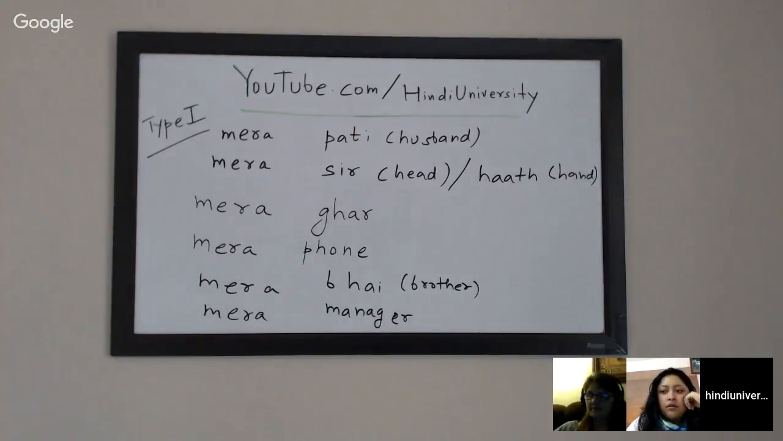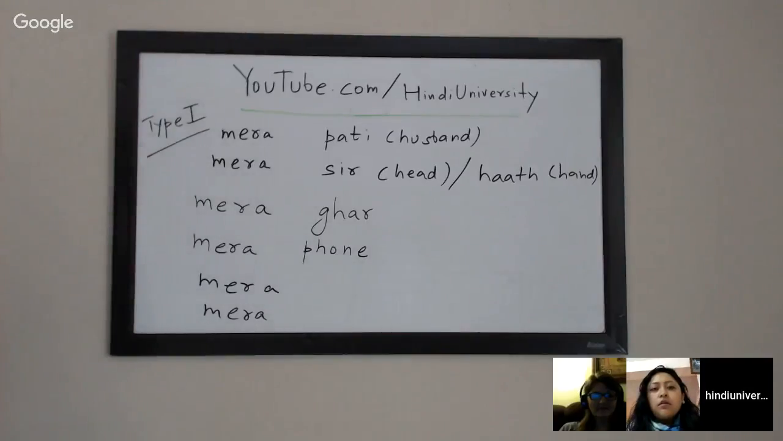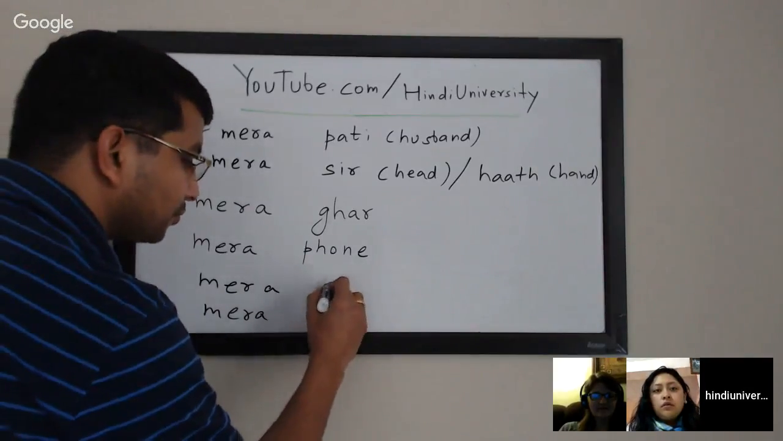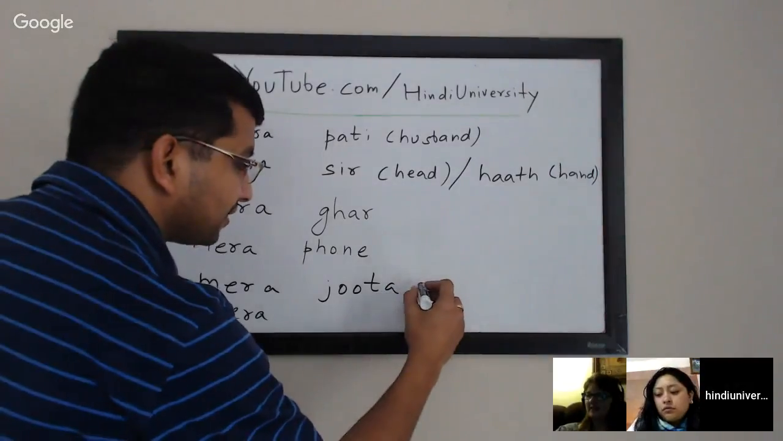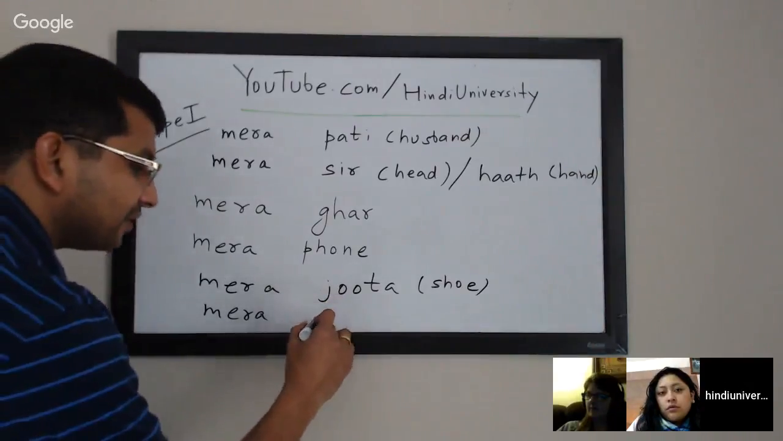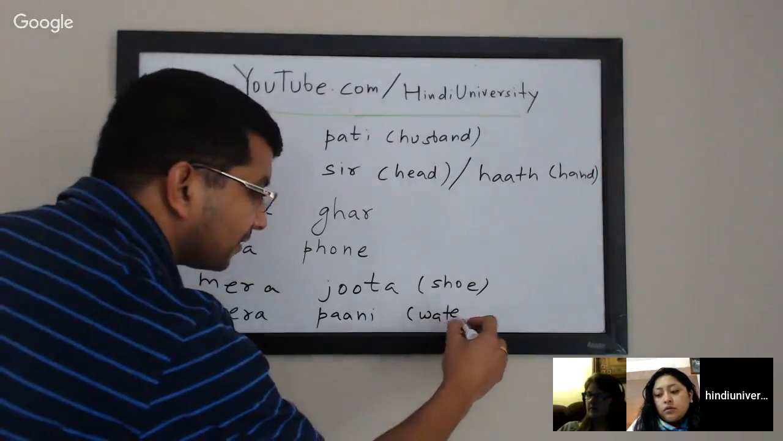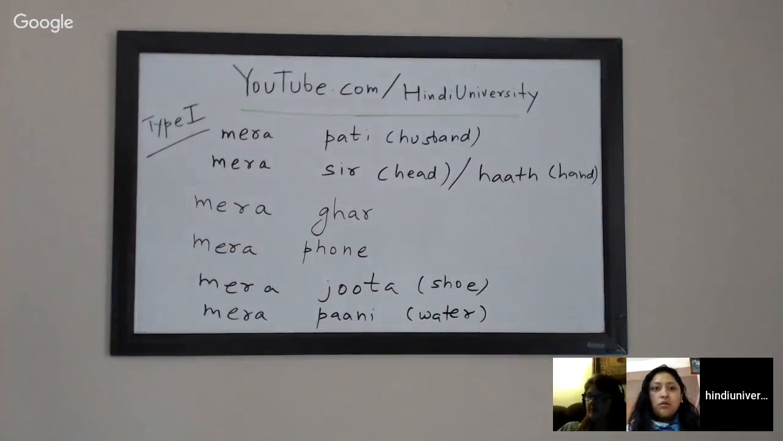Glad to see all the participation. So then mera pani, okay, that's correct. My water. Mera juta, very good. You must have heard of this song, Mera juta hai Japani, right? So I'm going to erase it, and I'm going to write it down. So mera juta or mera shoe. So juta is nothing but shoe, right? So mera juta, and the next one Ilan mentioned was mera pani, my water. What else?